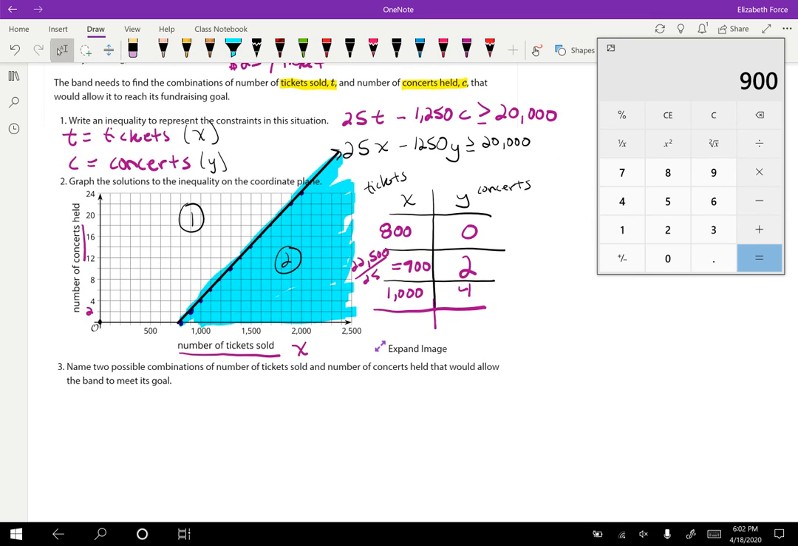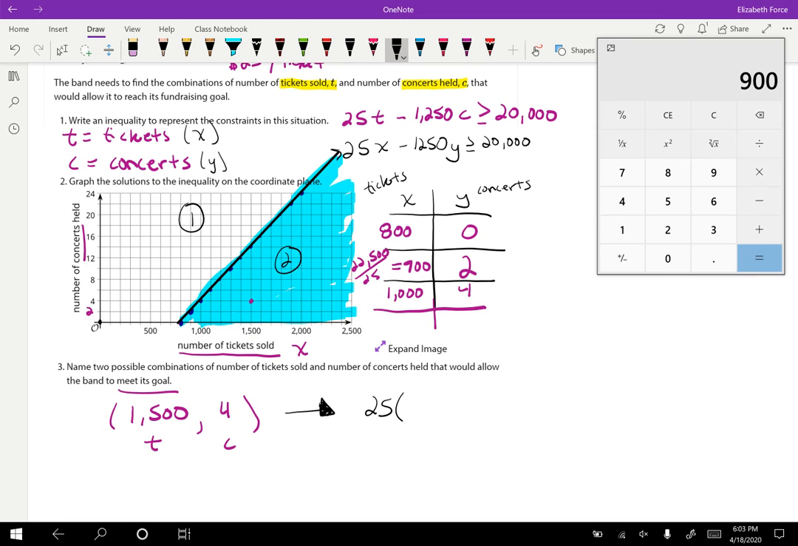So number 2, we've got it graphed. Number 3, name 2 possible combinations of numbers of tickets sold and number of concerts held that would allow the band to meet its goal. Pick anybody over in that blue region. So let's go ahead and do 1,500 tickets and 4 concerts. Let's test it.